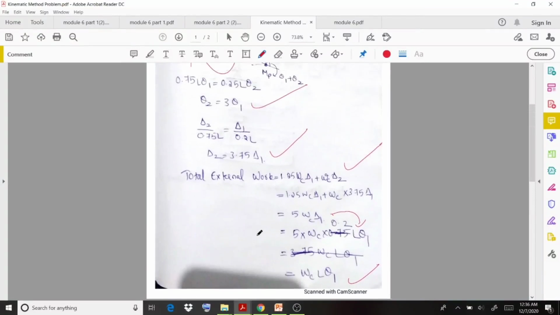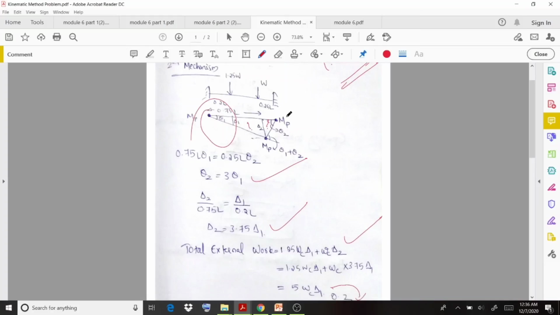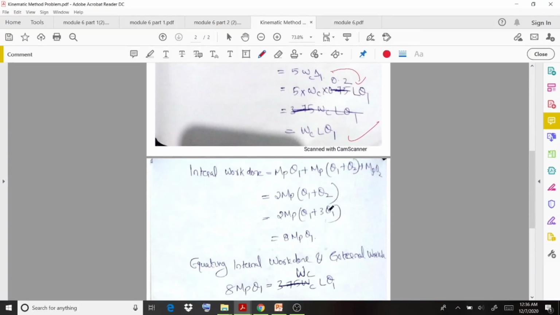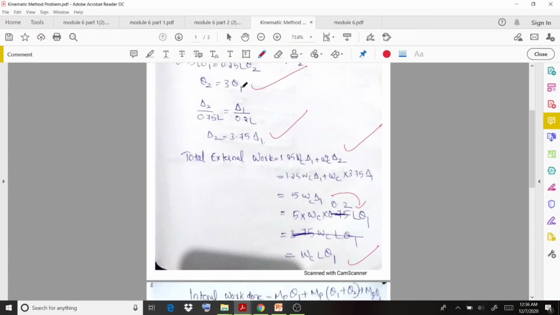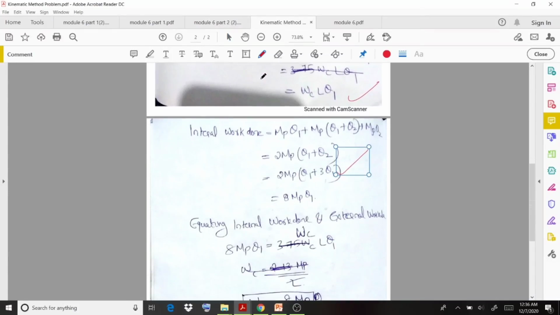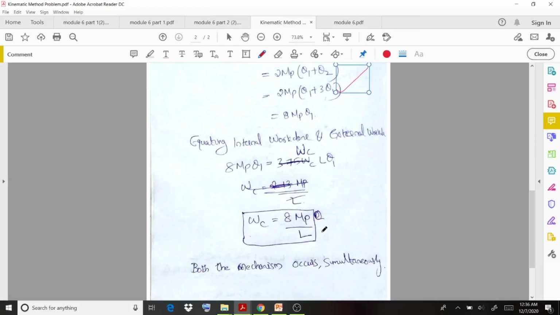Then the internal work done, that is MP theta 1 here, then MP theta 1 plus theta 2 here, MP theta 2. If you substitute those values, and for this theta 2 you can substitute 3 theta 1, as we already derived theta 2 equal to 3 theta 1, you will get 8 MP theta 1. If you equate those values, you will get WC as 8 MP by L. And in both cases the collapse load values are the same. So both mechanisms will occur simultaneously in this case. That's the condition for the collapse mechanism for this particular question.